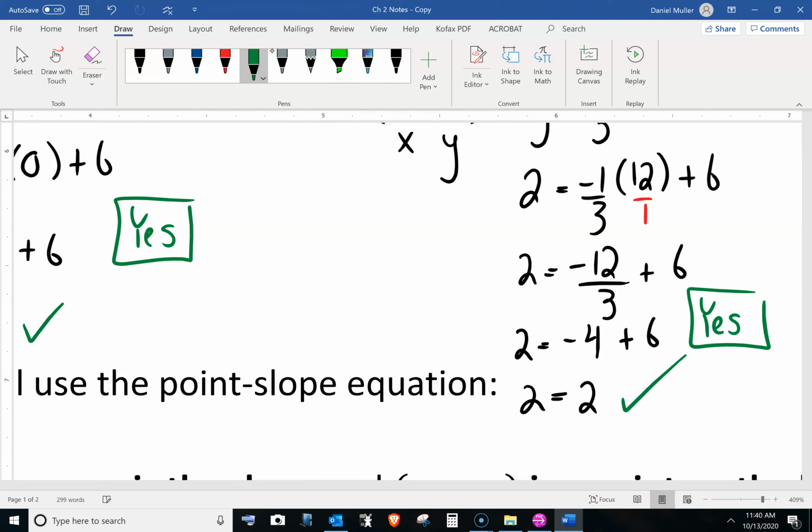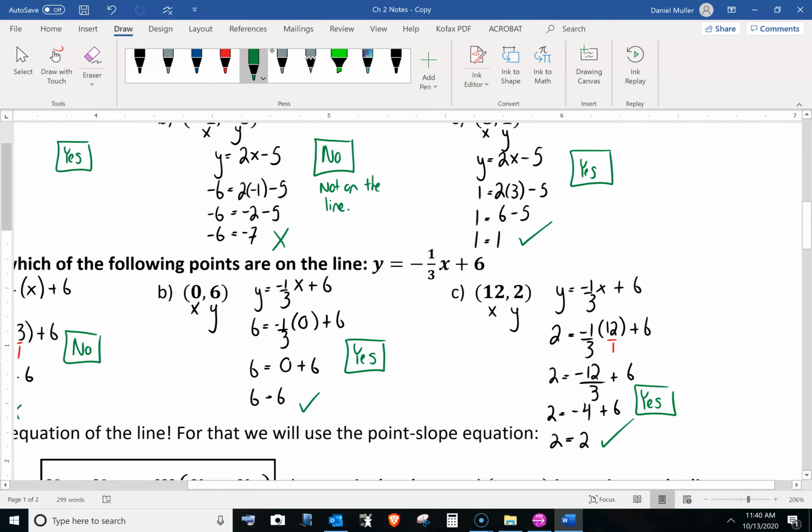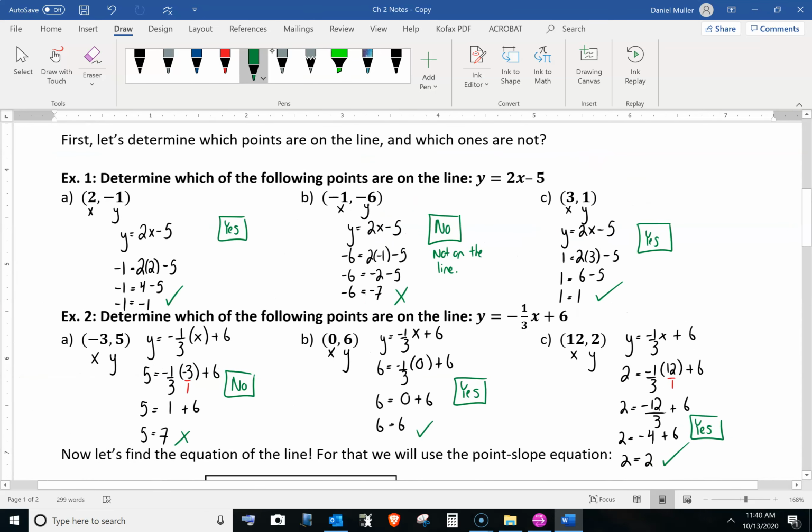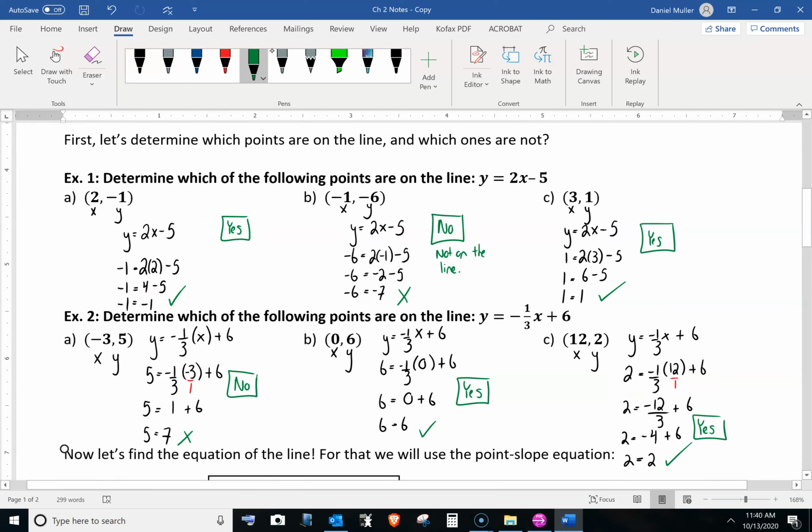I like that question because you have this 12 over 3 thing that you need to figure out. So I'll end the video here, and this was just determining if points were on a line. The next one will actually go to create equations, which is what this section is about.